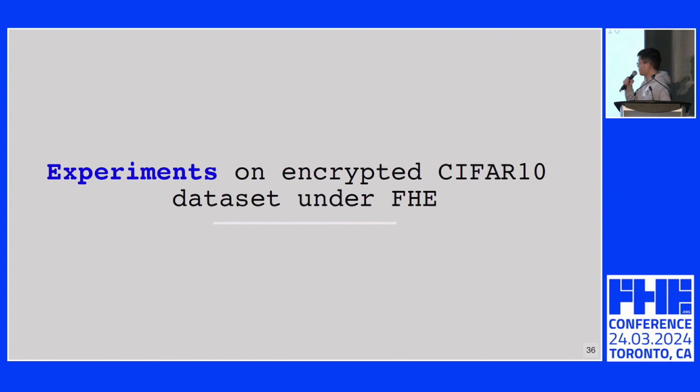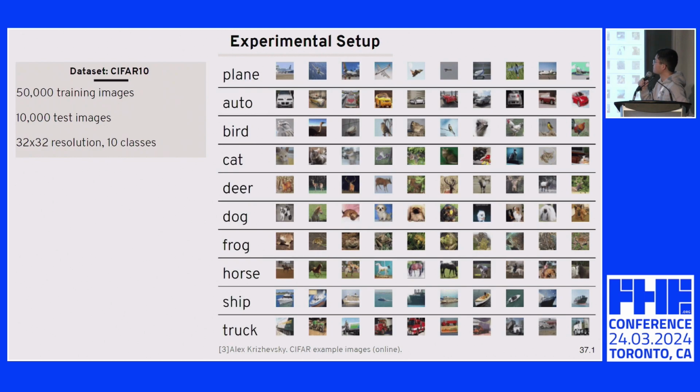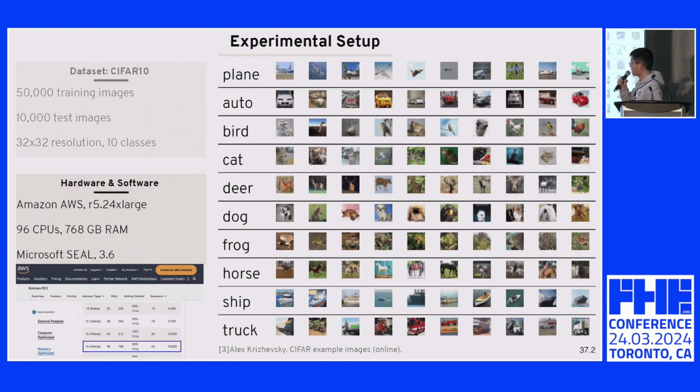Then we do experiments over the encrypted CIFAR 10 dataset under FHE. This is the CIFAR 10 dataset, and we do experiments on Amazon AWS.